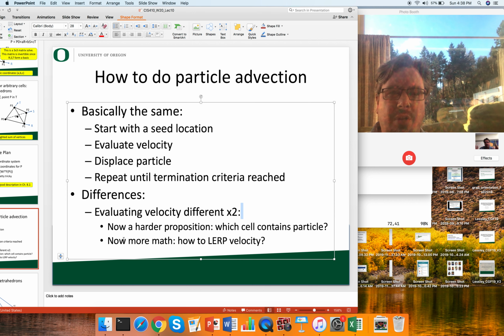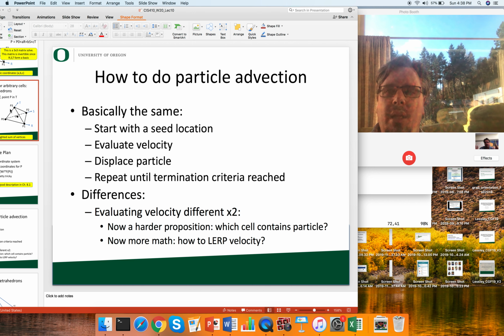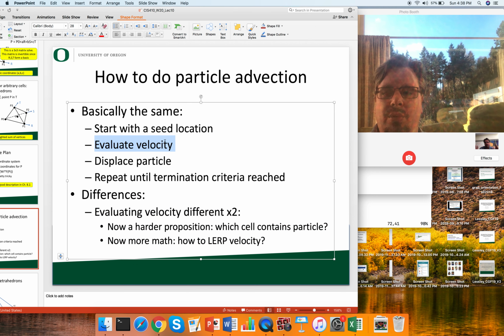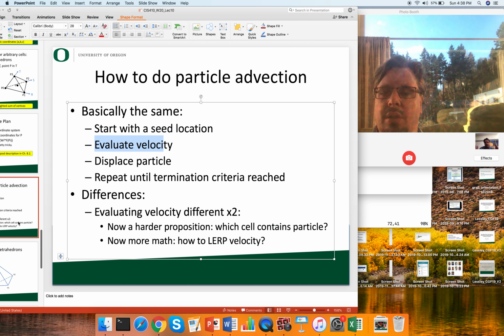And then the other piece is once we now have the cell and we want to interpolate, we need to interpolate the velocity to the location within the cell, and then we'd be looking at one of these parametric schemes. But for the most part, particle advection is the same with unstructured meshes. It's just that we have to do this velocity evaluation differently.